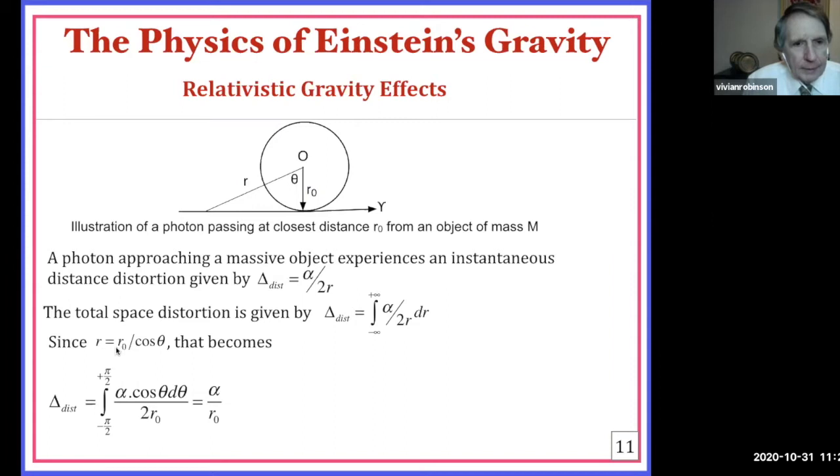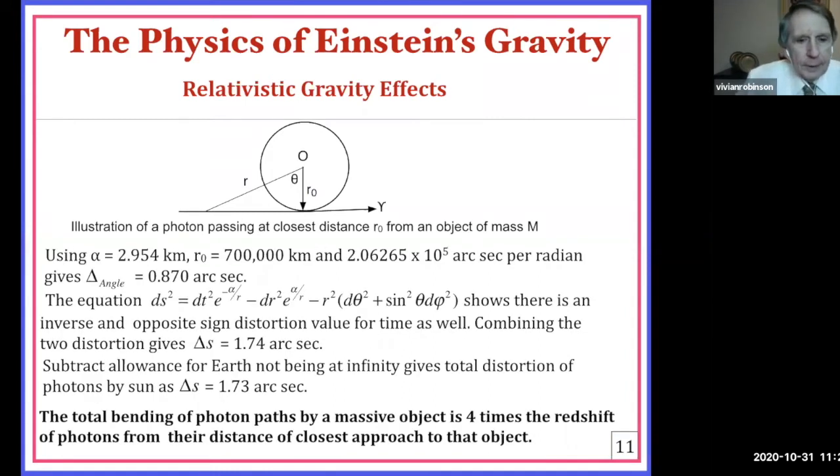Since r equals r0 over cos theta, that becomes delta dist equals the integral from minus pi over 2 to plus pi over 2 of alpha cos theta d theta over 2r0, and that equals alpha over r0. With alpha equal 2.954 kilometers and the sun's radius r0 equals 700,000 kilometers, that gives a deflection in radians of 4.22 times 10 to the minus 6. Multiplying that by the number of arc seconds per radian gives a total angular deflection of 0.87 arc seconds.